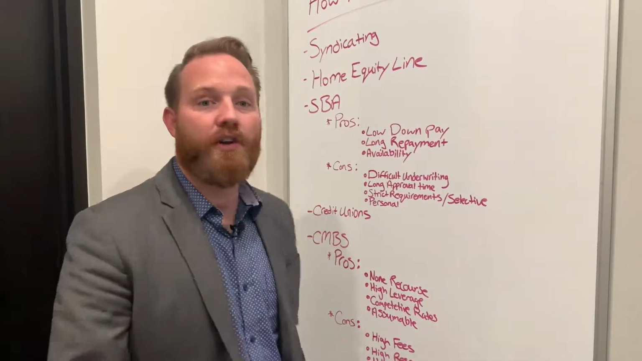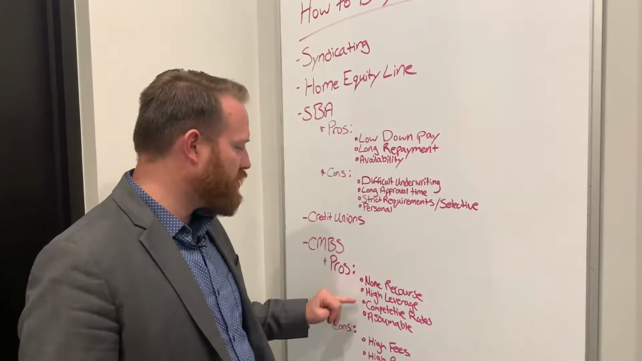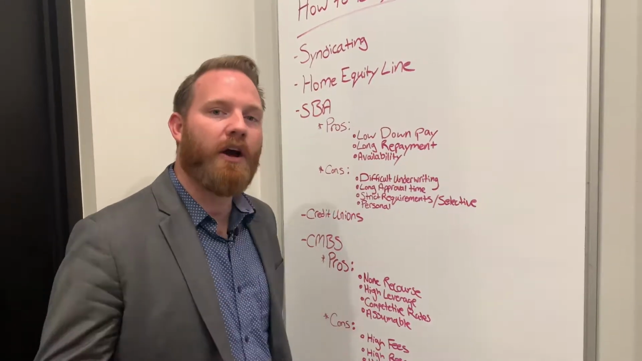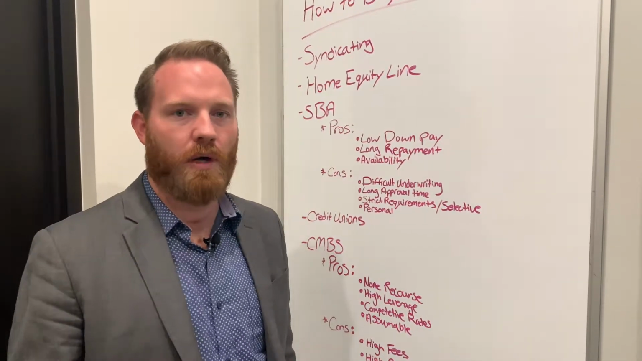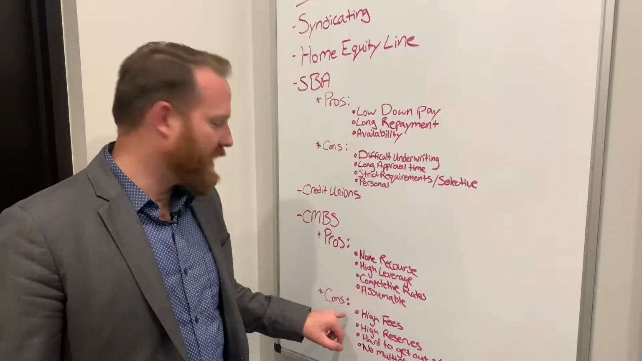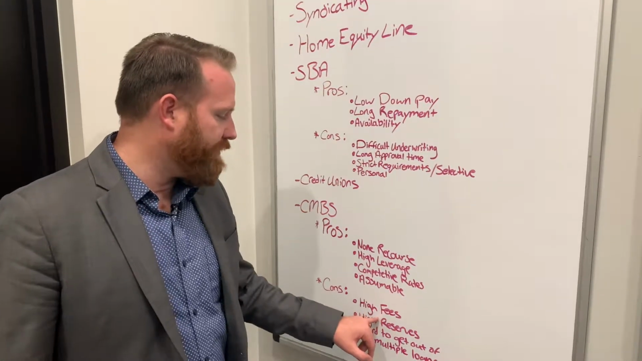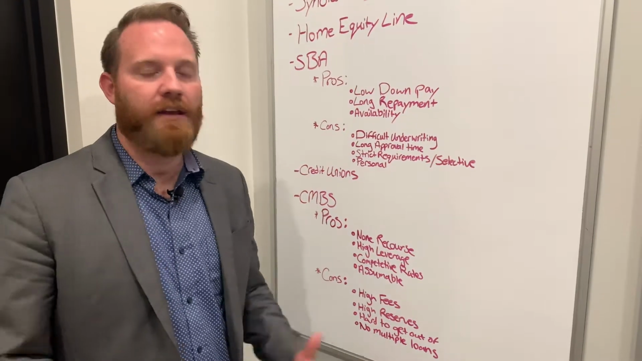The pros are they're non-recourse, high leverage, they have competitive rates, and they are assumable. There are some really great pros with CMBS loans. Now, there are also really big cons. You have high fees, high reserves, they're hard to get out of, and you can't do any multiple loans.